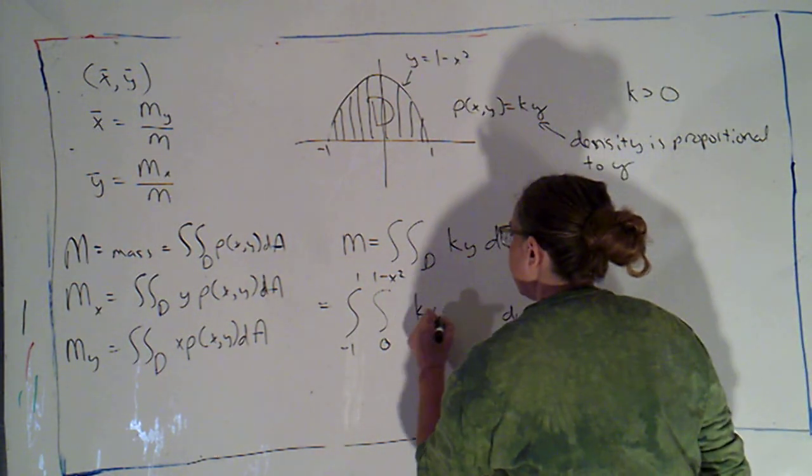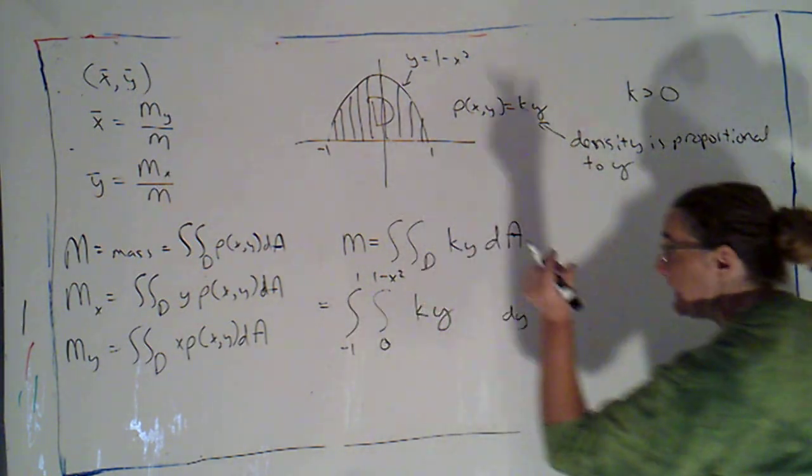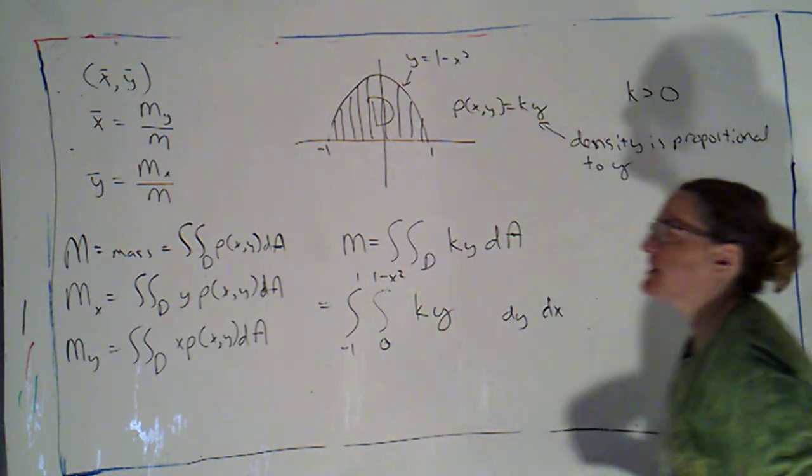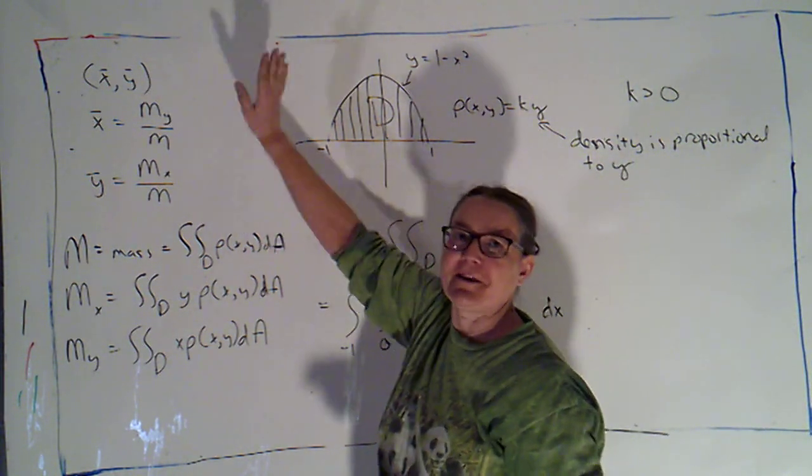Okay, and then we're integrating k times y. All right, k is a constant. I don't know what it is, but I'm going to factor it out. I'm suspicious, by the way, that k is just going to show up in the top and bottom of these fractions so that it's going to cancel.